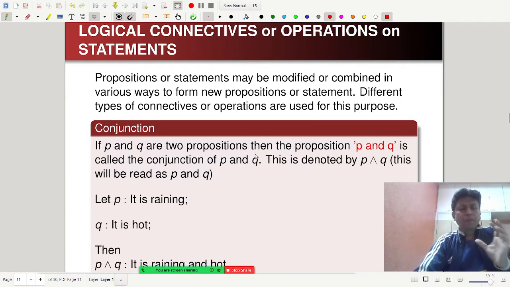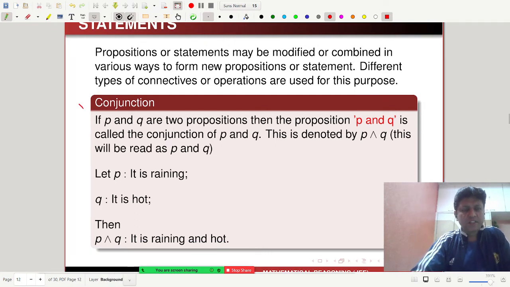For a truth table, we need some logical connectives or operations. This is the most important part of logic. You have to understand the operations. Propositions or statements may be modified or combined in various ways to form new propositions or statements. Different types of connectives or operations are used for this purpose.